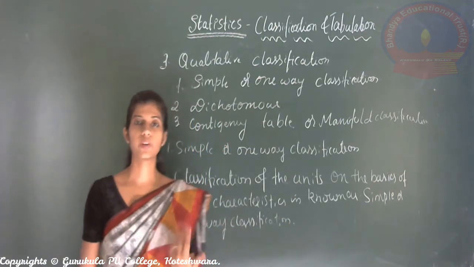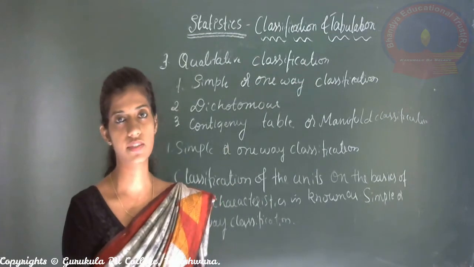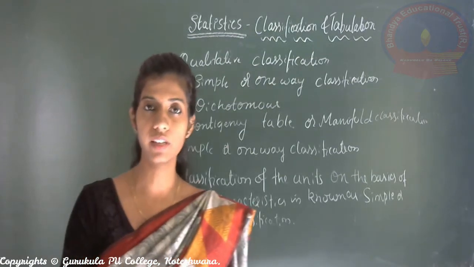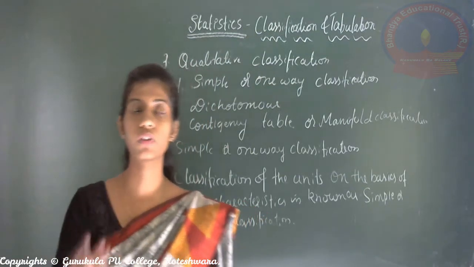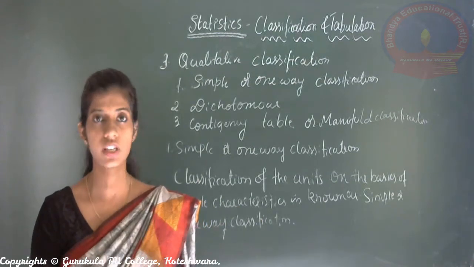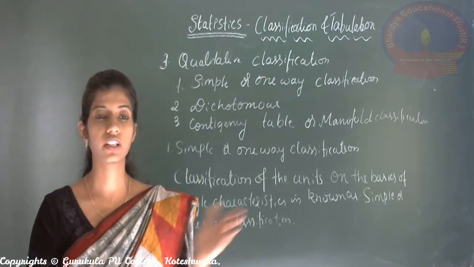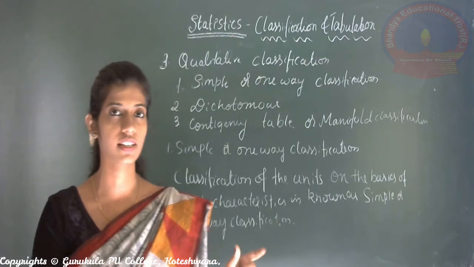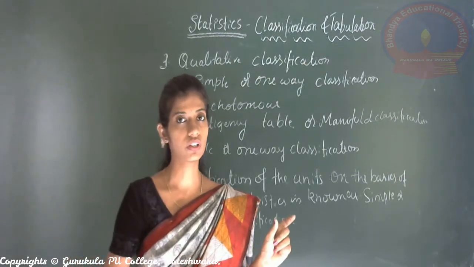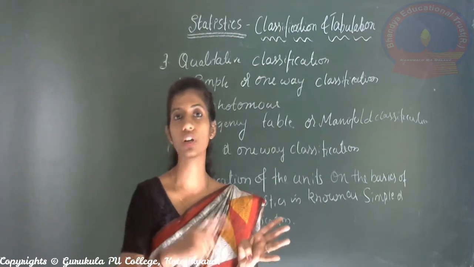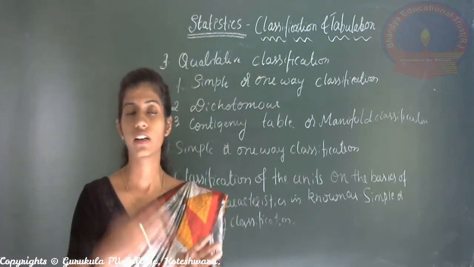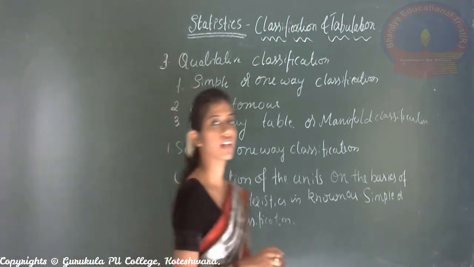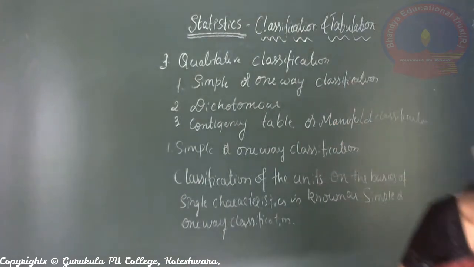What example can we give for simple or one-way classification? For example, in a certain locality there may be residents. Depending upon their occupation, we can make a classification. Here, occupation is one particular characteristic. What kind of characteristic is it? It is a qualitative characteristic. Taking occupation, we can check how many residents there are. So this is one example of simple or one-way classification.